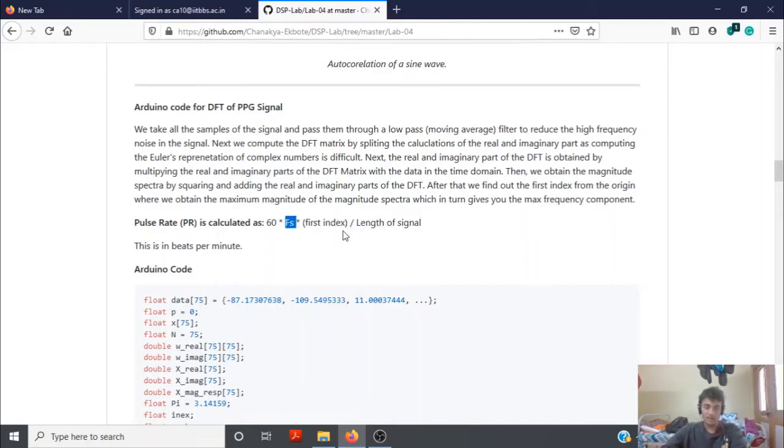This can be done by a reverse relation, in that your discrete frequencies lie between minus half and half. So what we have done is f by fs is equal to the index by the length of the signal, and this will always lie between those limits. Now this fs goes to the opposite side, and you get fs times the first index by the length of the signal. That is basically what we've done.